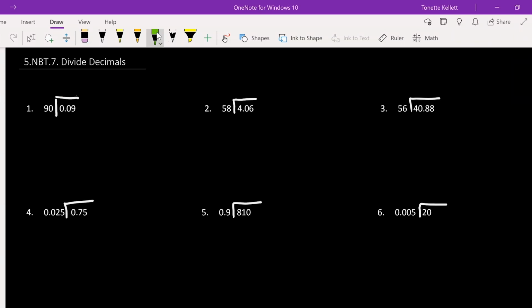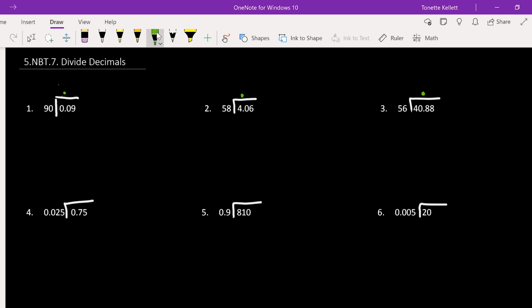The first thing you need to do, especially in these top problems, 1 through 3, is to check the divisor for decimals. There are no decimals in the divisor in 1 through 3. But there are decimals in the dividends. So you'll take that decimal and you'll put it straight up in your answer in 1 through 3. And then you're ready to divide.